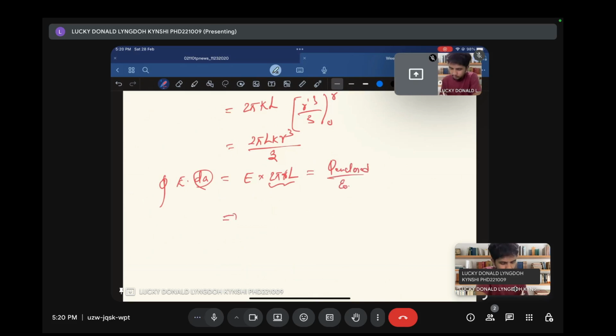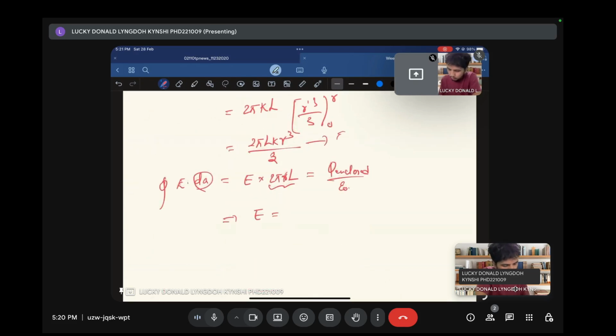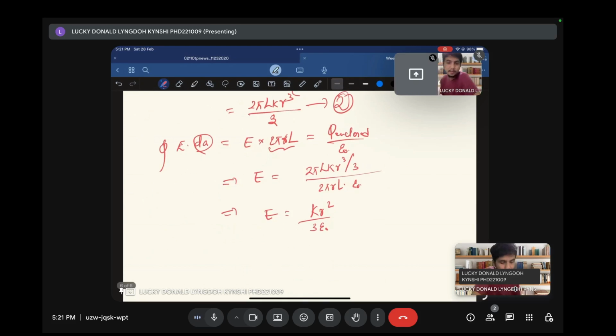Now what happens, I will name this as equation 2. So you can use from equation 2, Q enclosed is what? 2 pi L k r cubed by 3, and then 2 pi r L also you can take it out, 2 pi r L into epsilon naught. So that means you get the integration E is equal to simply k r square by 3 epsilon naught. Okay, so this is the electric field at the distance r. Okay, this is the electric field at the distance r, you know.